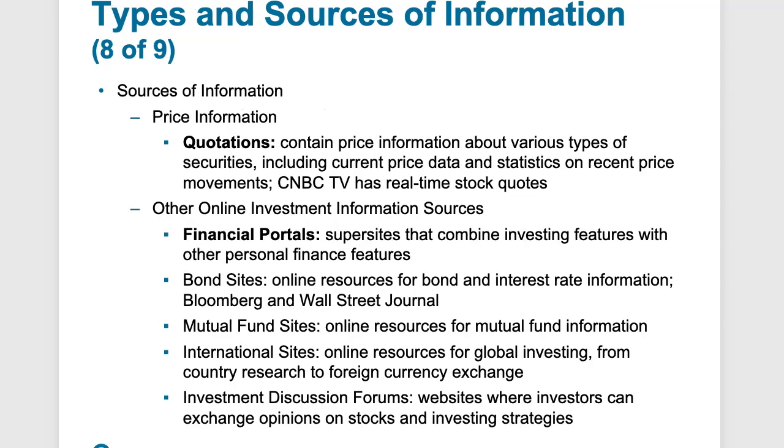Okay, price information. Quotations are probably the easiest thing you can find as far as information about stocks. Probably well over 500 websites will give you the ability to type in a stock symbol and get the quotation information of a company, which is the current bid and ask of the company. Now, the key thing is you want to be able to get real-time quotes.